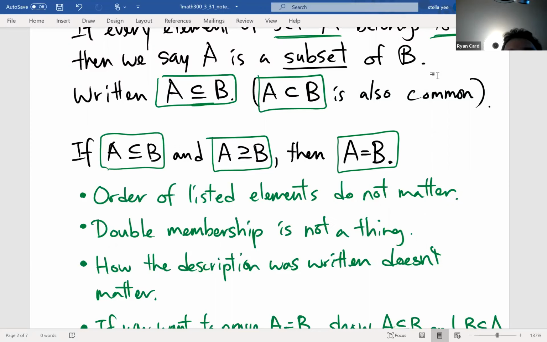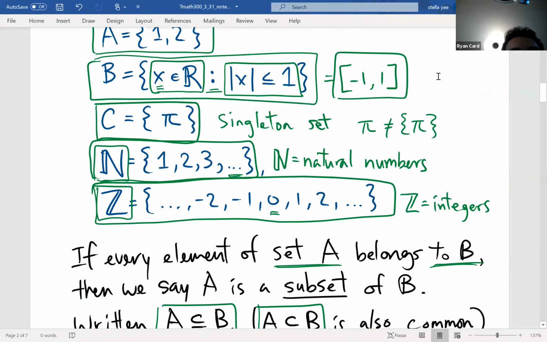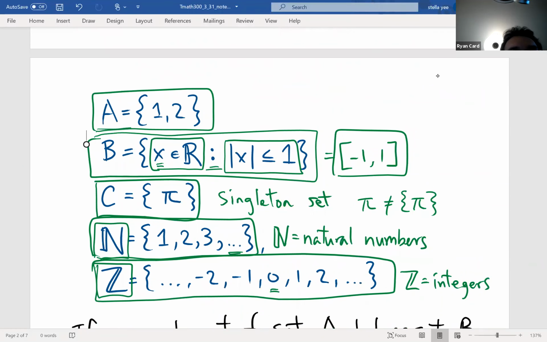So, for example, if I say A is a set consisting of 1 and 2, I could have equivalently written A is a set consisting of 2 and 1. Order does not matter.